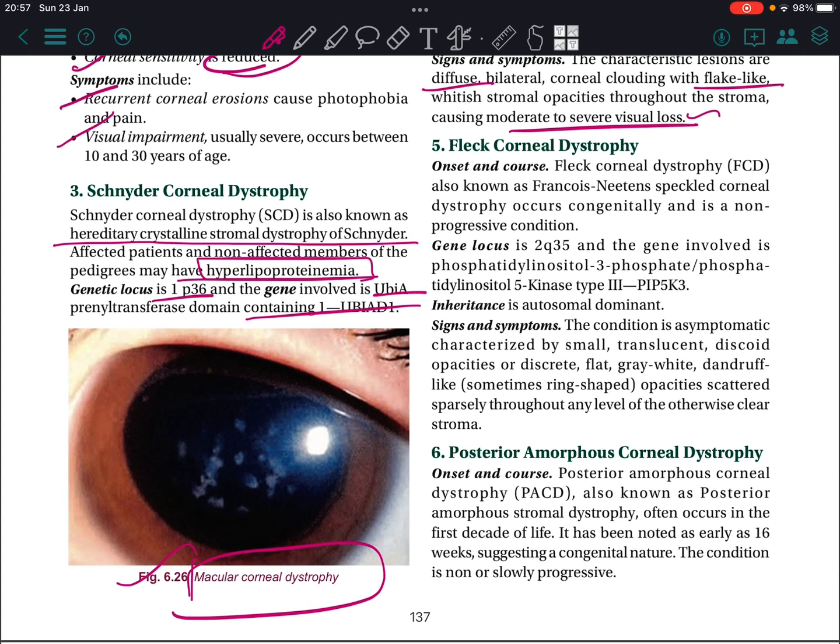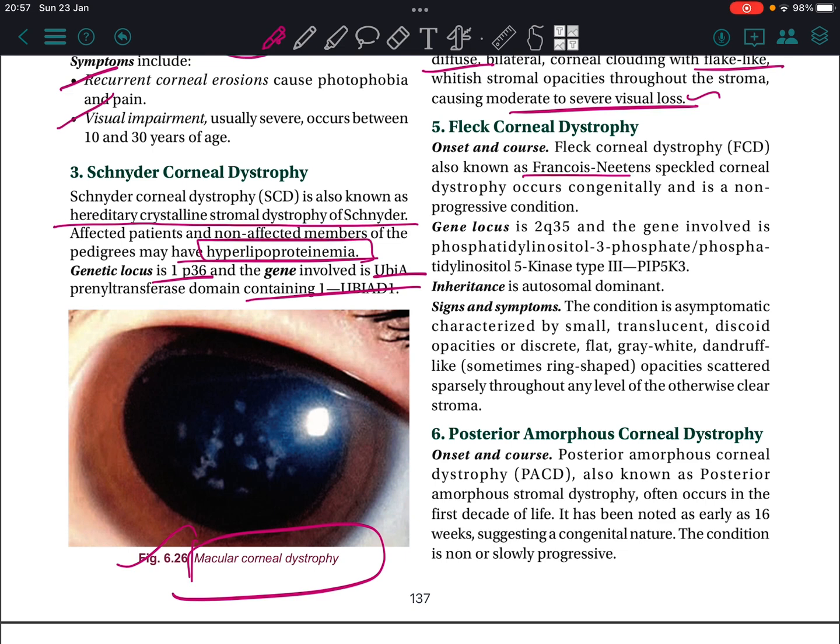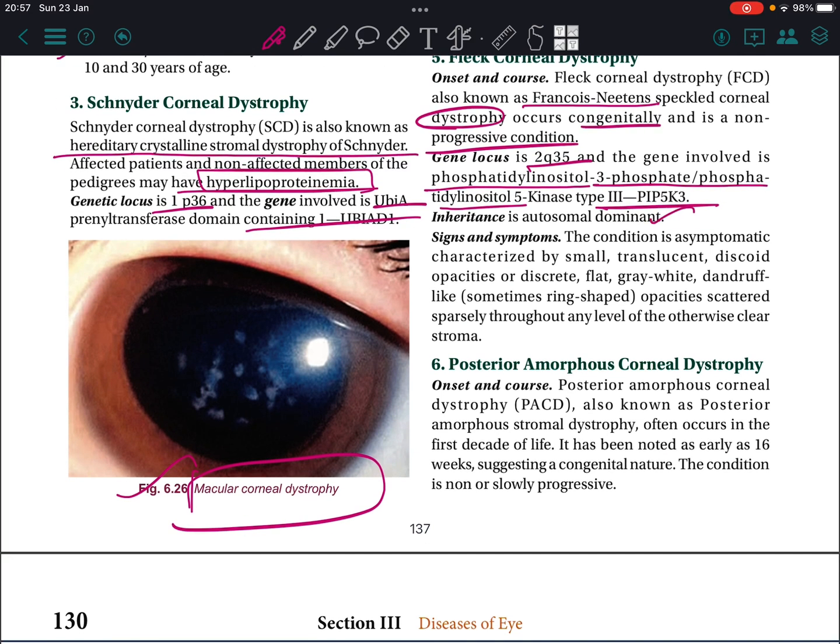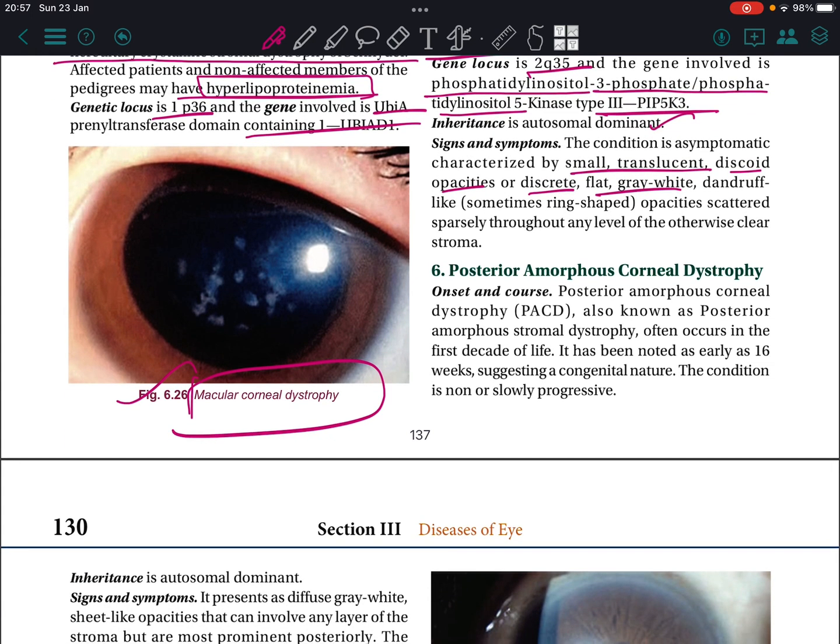Fleck corneal dystrophy, also known as François-Neetens speckled corneal dystrophy, occurs congenitally and is a non-progressive condition. Gene locus 2q35, and the gene involved is phosphatidylinositol-3-phosphate 5-kinase type 3. Inheritance is autosomal dominant. Signs and symptoms: usually asymptomatic, characterized by small translucent discoid opacities, discrete flat gray dandruff-like opacities scattered sparsely throughout any level of otherwise clear stroma.